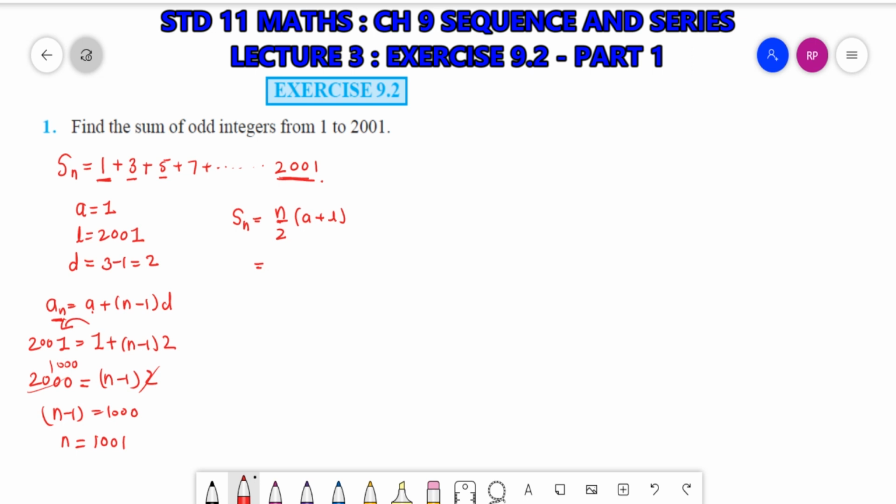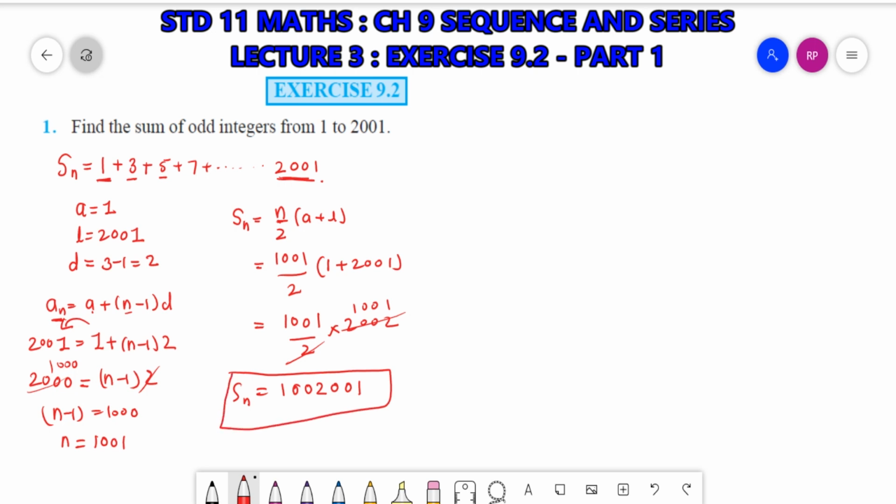So I used the formula for nth term, an equal to a plus n minus 1 d, and I found out the value of n. Now putting in this equation, it will be 1001 upon 2, a, that is 1 plus 2001. This will be 1001 upon 2 into 2002. So this will be equal to 1001. When I multiply 1001 by 1001, I will get 1002001. Okay, so this is the sum of odd integers from 1 to 2001.